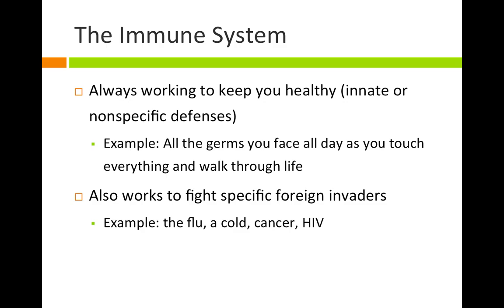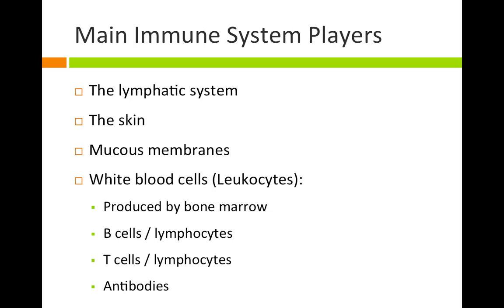Your immune system is also working to fight specific foreign invaders. There are specific responses to these specific invaders, like we talked about before when we were talking about the antigens in blood types and the specific antibodies that fight those off. So these are things like the flu, a cold, cancer, HIV, coronavirus, and these are specific invaders that your body works to fight off.